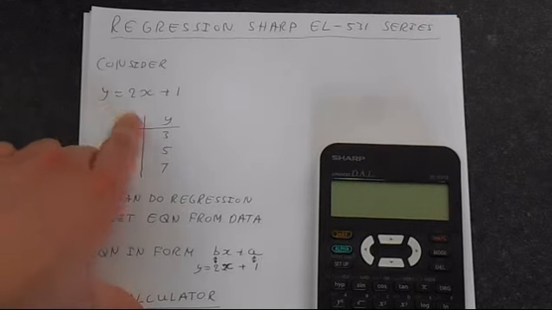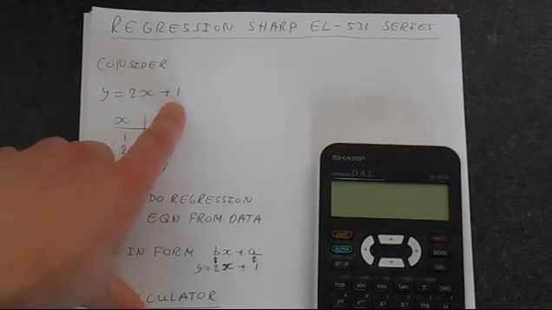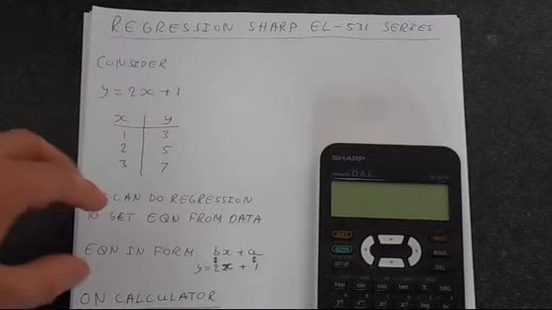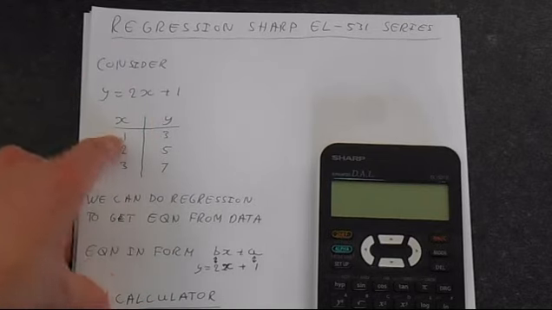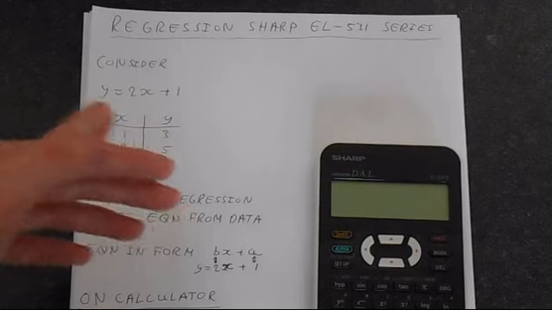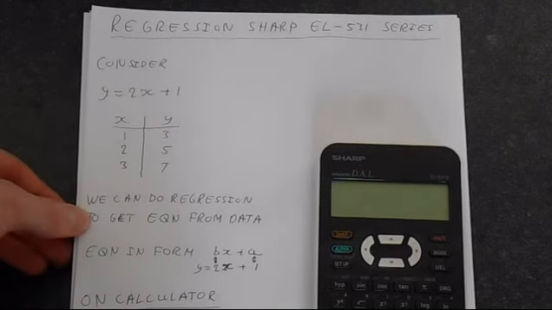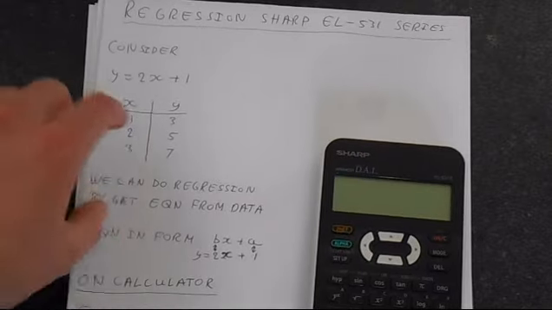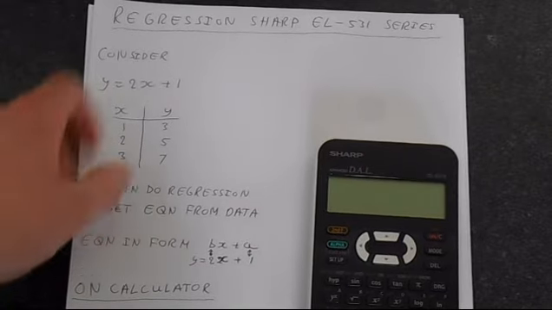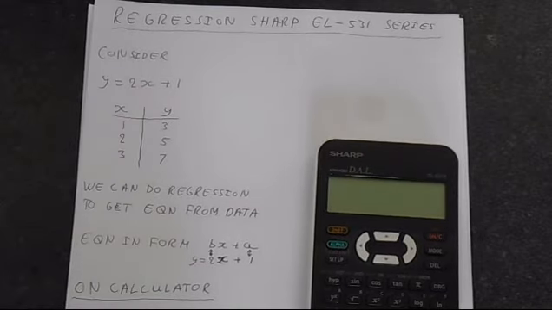Clearly this is going to be the equation y equals 2x plus 1, so we know what the result's going to be. Normally you'd be using regression to find a line of best fit. So we can do regression to get an equation from data. We'll take this data and find an equation that models that line.